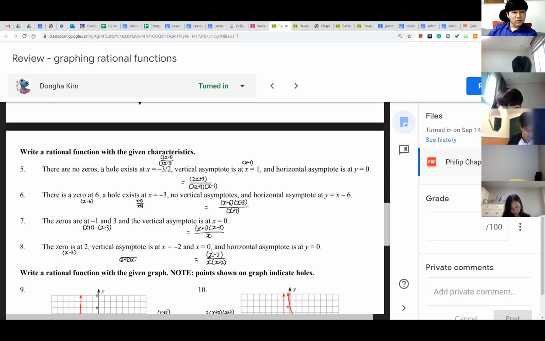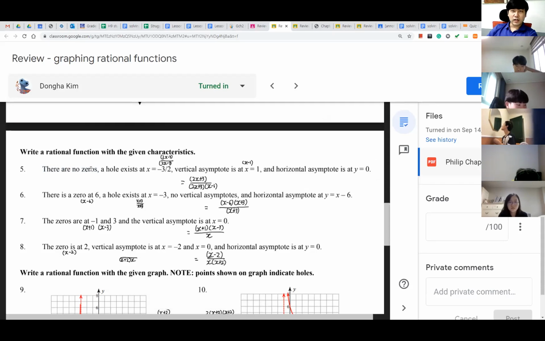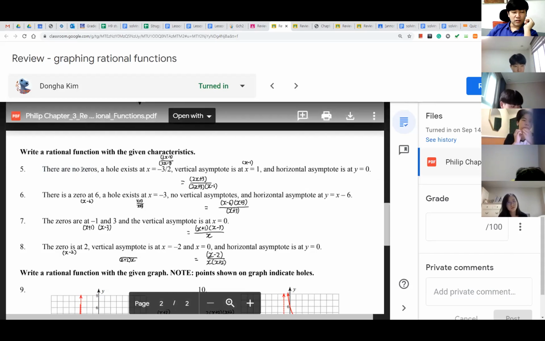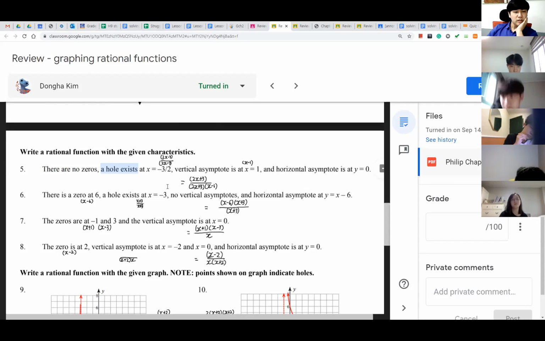Oh, sorry. There are no zeros. There are no zeros means there's no x-intercept, sorry. Zero means x-intercept, right? When y is zero, okay? A hole exists, that means there's something that cancels. I got confused. So a hole exists means there's something that cancels, okay?